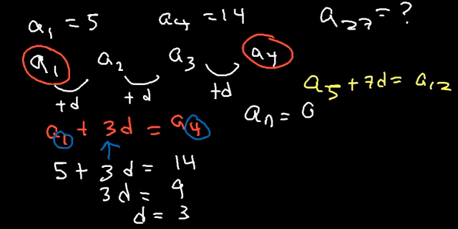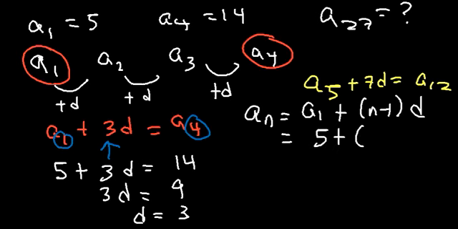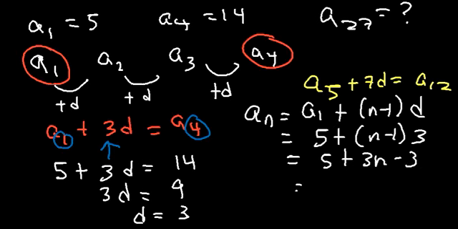So a of n is equal to a of 1 plus n minus 1 times d. The first term is 5, and the common difference is 3. If we distribute the 3, we're going to get 3n minus 3. So 5 minus 3 is 2. So the general equation is 3n plus 2.